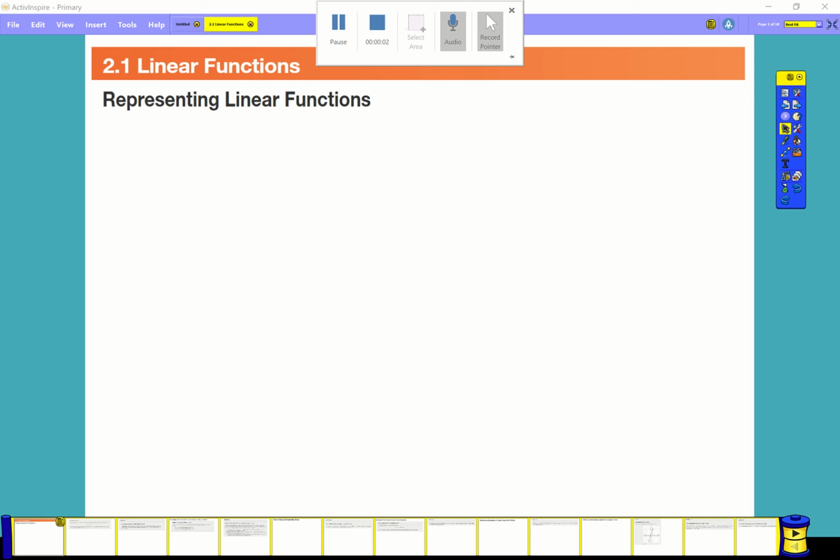Welcome to Chapter 2, Unit 1. So Chapter 2 covers linear functions. Unit 1 covers linear functions. We're just going to start out.